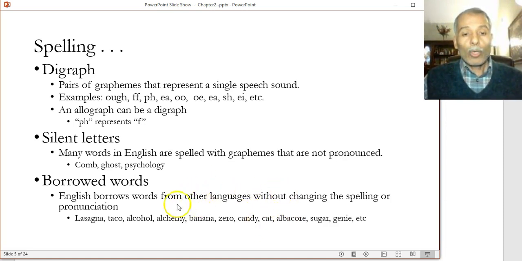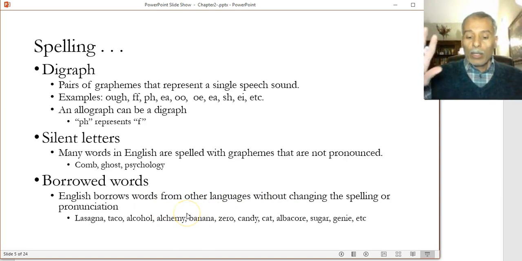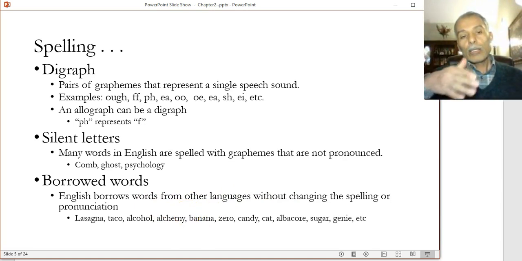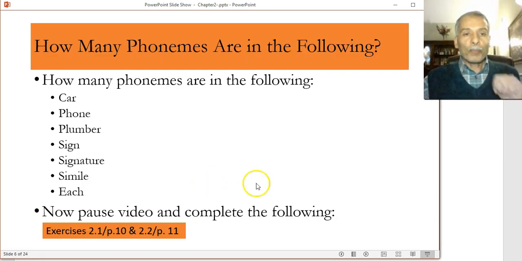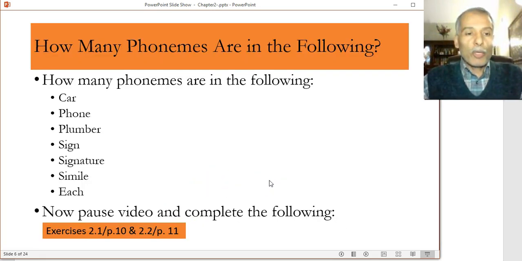So, when borrowing words from foreign languages, the word undergoes some changes, and over time it is modified in pronunciation to fit within the context of the English language or any other language. So, let's practice a little bit. How many phonemes do we have in each of the following words? Again, don't focus on spelling, focus only on what you hear.